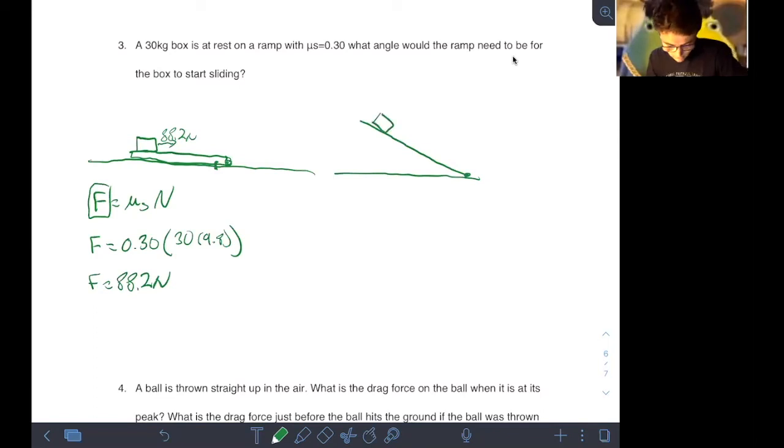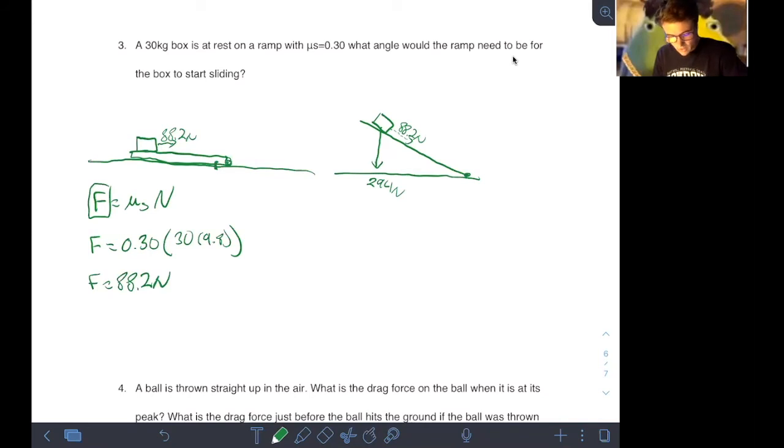Okay, so this is the force due to gravity. This is the force in the x, right? So we know we need a force in the x direction of 88.2 newtons. We know what the force due to gravity is, right? It's just 30 times 9.8. So 30 times 9.8 is 294 newtons.